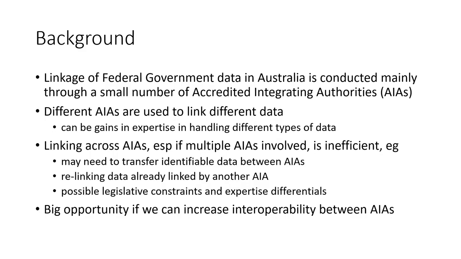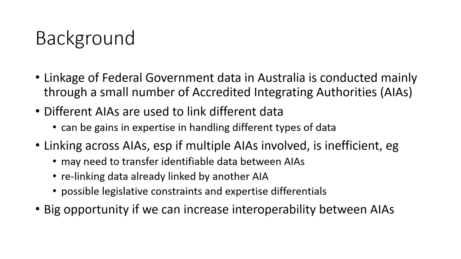Linkage of federal government data in Australia is conducted mainly through a small number of accredited integrating authorities, of which AIHW is one. Different AIAs can be used to link different types of data. And this is particularly useful because there are gains from AIAs specialising in handling different types of data. For example, the Australian Institute of Health and Welfare specialises in handling person-centred data and linking that sort of data.